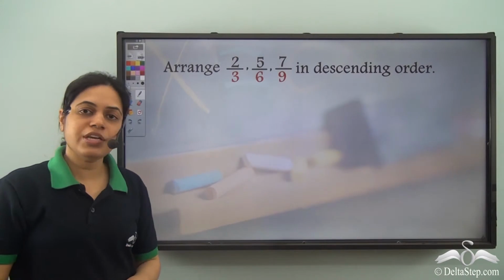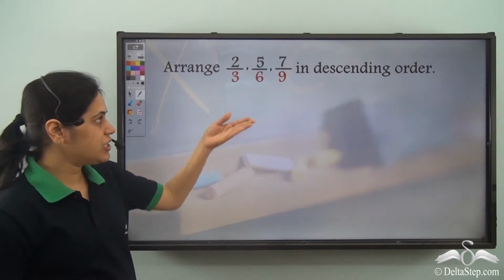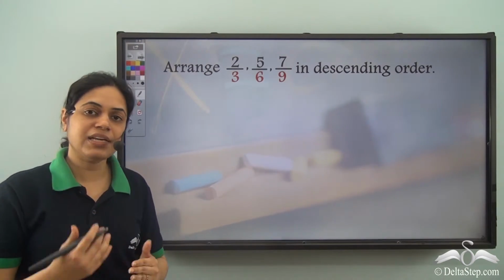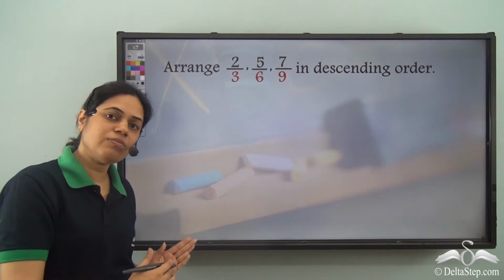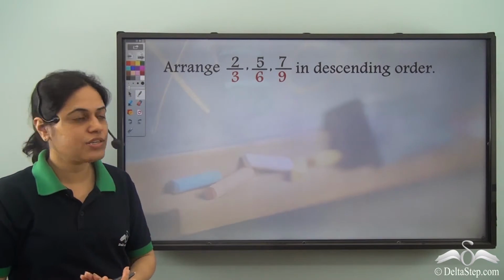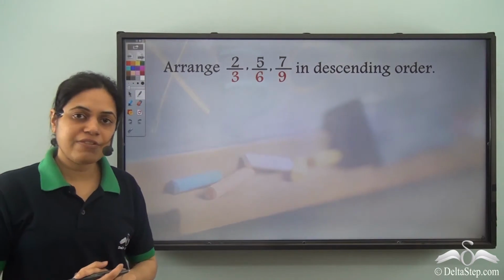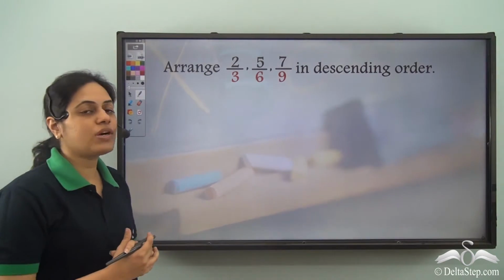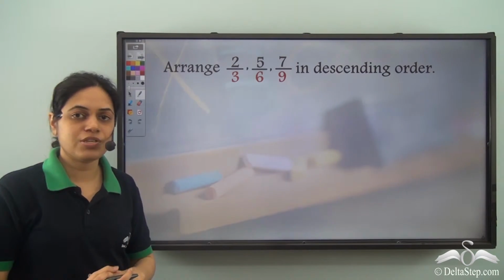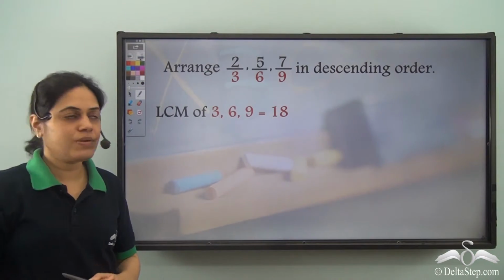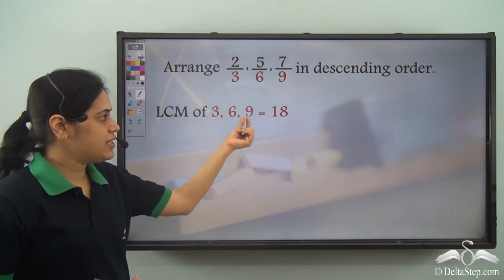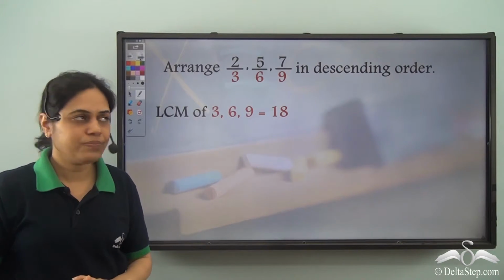Now I need to arrange these in descending order. So the method for arranging these in descending order is exactly the same. Simply I need to arrange them from the largest to the smallest. Since these are unlike fractions, I first need to convert them to like fractions. So first let us find the LCM of the denominators. The LCM of 3, 6 and 9 is 18.